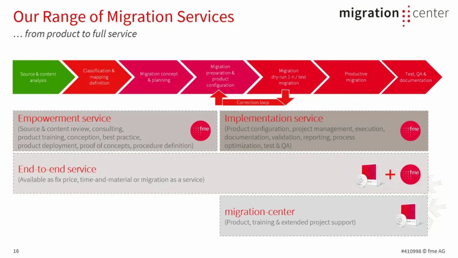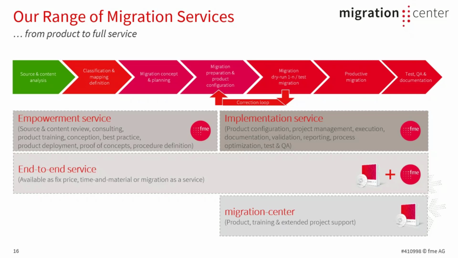During the dry run, a correction loop is included to upgrade, reconfigure, or manipulate the transformation and all the configurations we have done in the first run, to adapt some changes which are required because, for example, we detect some problems during the migration. Once the dry runs are done and successfully executed, we move to the productive migration, and finally we do the test in QA and the documentation of the whole migration project.